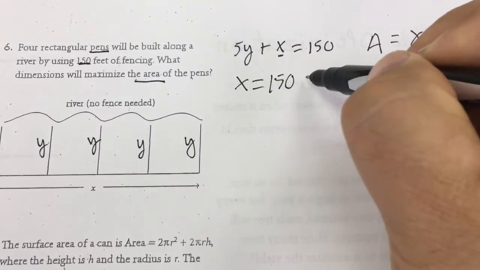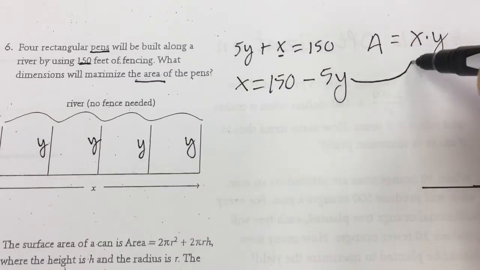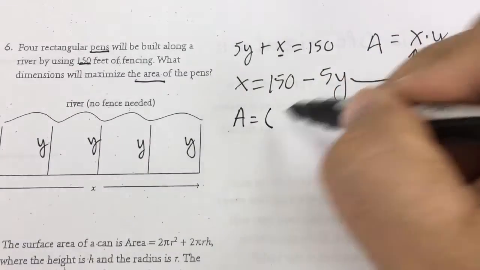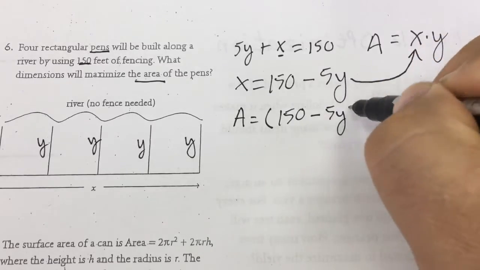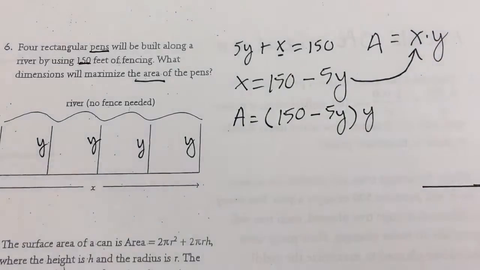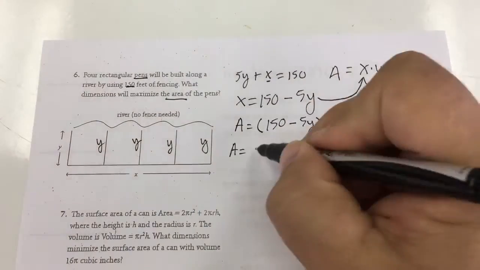Surface area. Well, they give me the volume formula, and they give me the surface area formula. And what dimensions minimize the surface area? So what that's telling me is I have to take the derivative of the surface area formula. So let's set up the volume formula. That's going to be helpful.